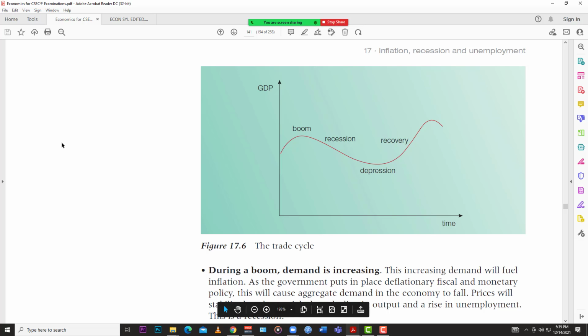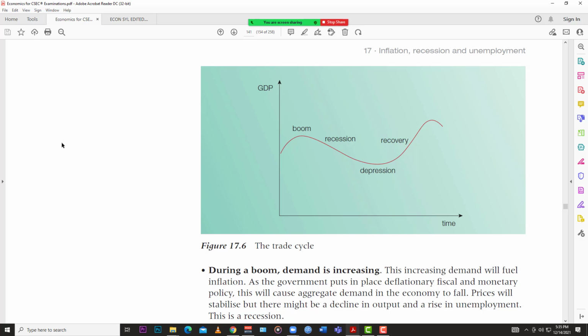As the government puts in place deflationary fiscal policy and monetary policy, this will cause aggregate demand in the economy to fall. Price will stabilize, but there might be a decline in output and a rise in unemployment. This is a recession. So you can see how a recession can occur. If the government goes a little too hard on the deflationary fiscal and monetary policy, that might lead to a longer than expected recovery. So the economy can slide into a recession because aggregate demand would have fallen further than maybe the government was anticipating.